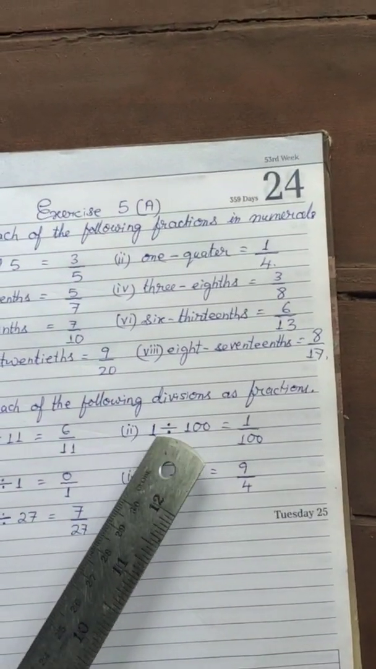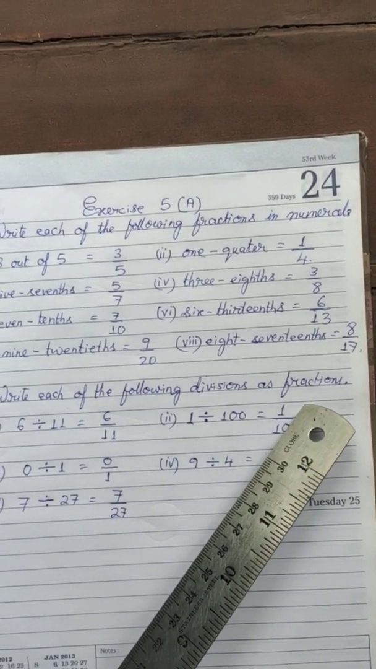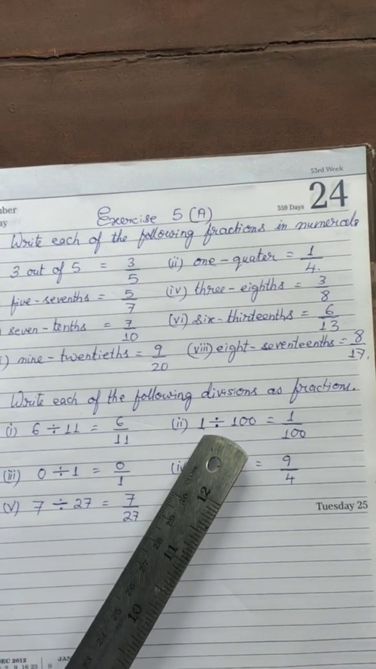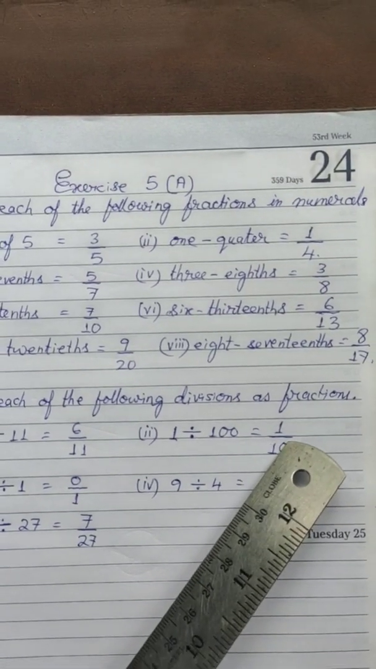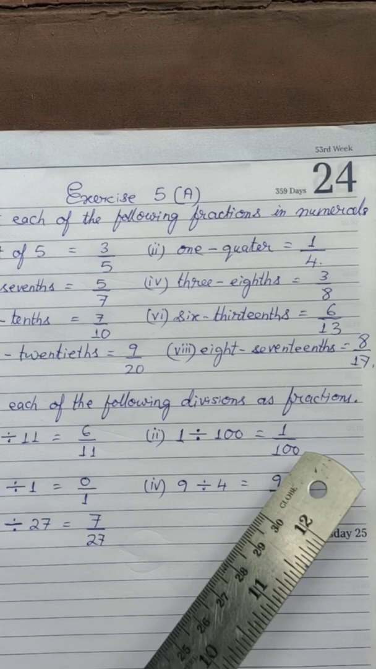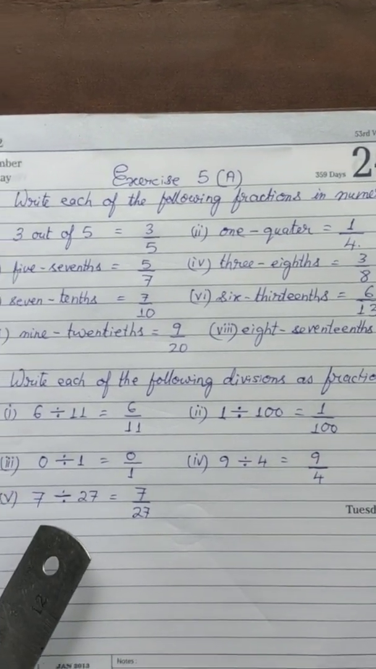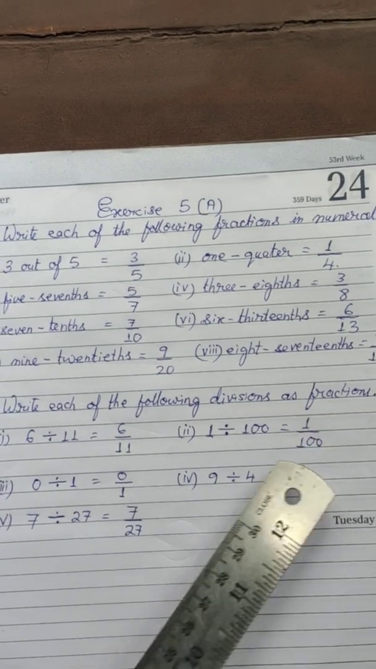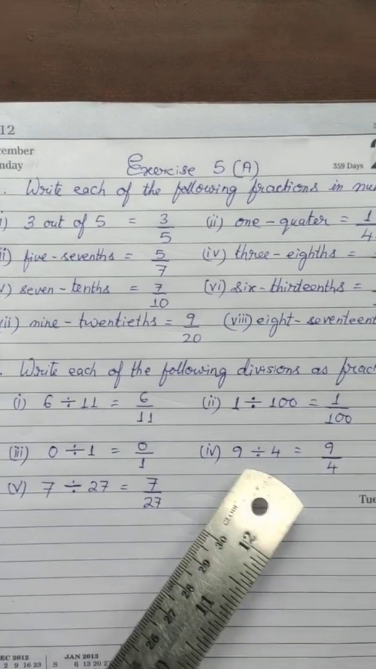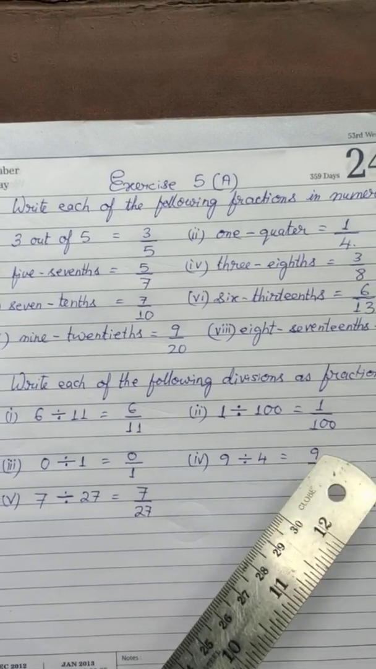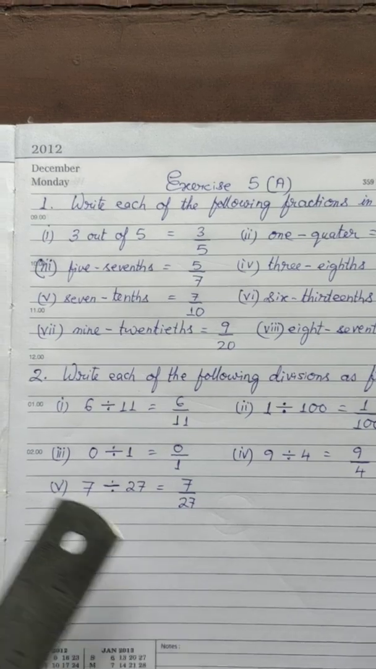Similarly 1 divided by 100. Again 1 is first, so 1 will be written on top as the numerator. The divided by sign is given by this dash sign, and the second number will be down. So 1 divided by 100 is 1 by 100. Similarly 0 divided by 11 is 0 by 11. 9 divided by 4 is written as 9 by 4. 7 divided by 27 is written as 7 by 27.